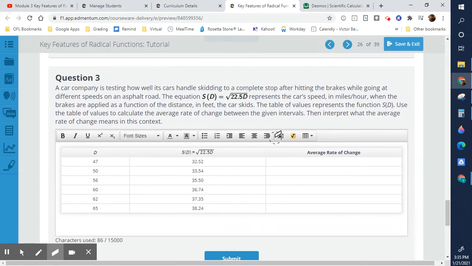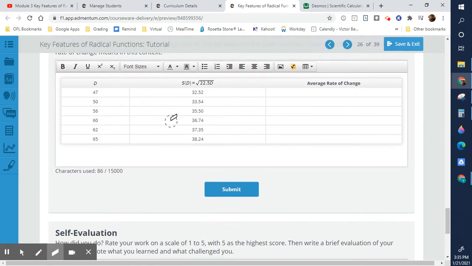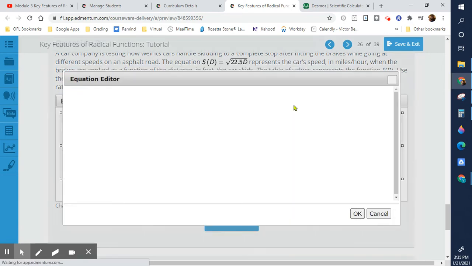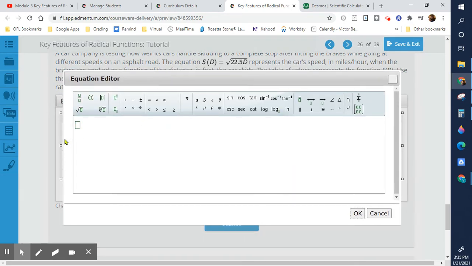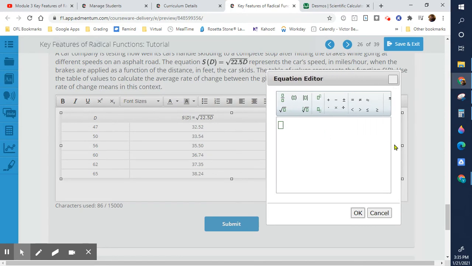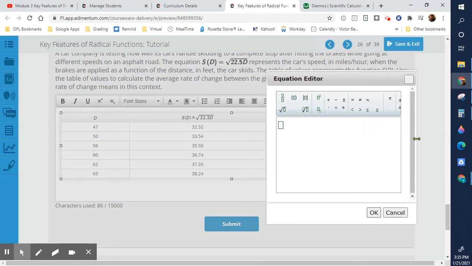All right. So a car company is testing how well its car handles. So we have this formula here. Now they want the average rate of change. So how we're going to calculate this is we're going to go into our equation editor. What I recommend is you can actually make this smaller, that way we can actually look at what we're doing here.